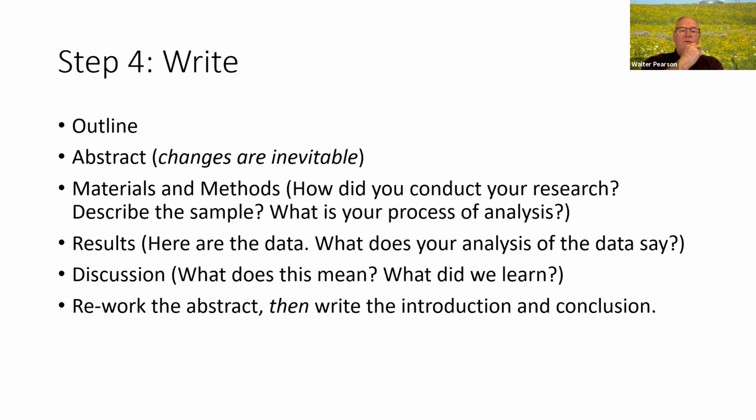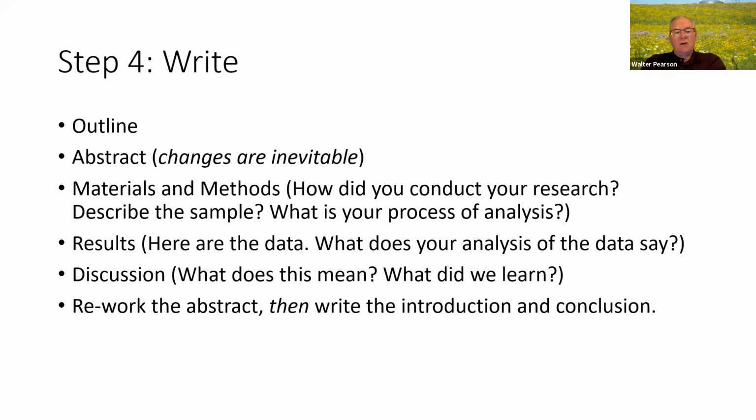And as you write, you're going to do an outline. You're going to write an abstract. Changes to this are absolutely inevitable. Then you want to write materials and methods. How did you conduct your research? Can you describe the sample? One of the things I find is that a lot of times people fail to describe the sample adequately. If I don't see a description of the sample that includes adult learners, I'm going to send it back: where's your sample here? Can you describe the sample more clearly? What is your process of analysis?